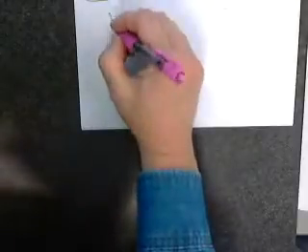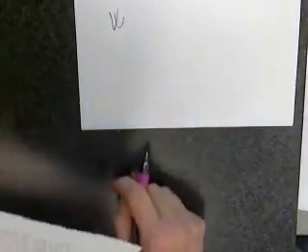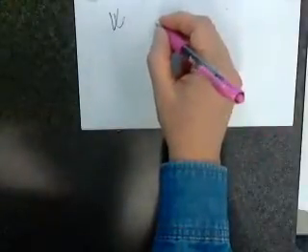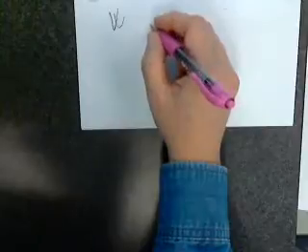Here's the first question. The weight of a synthetic ball varies directly with the cube of its radius. So weight varies directly with the cube of its radius. How do I write that? The cube of the radius.